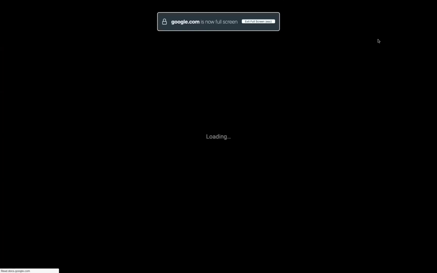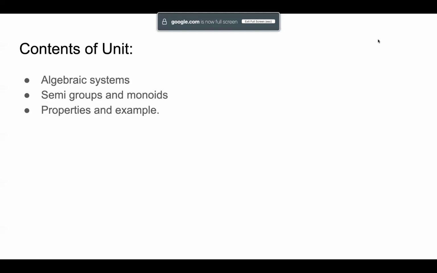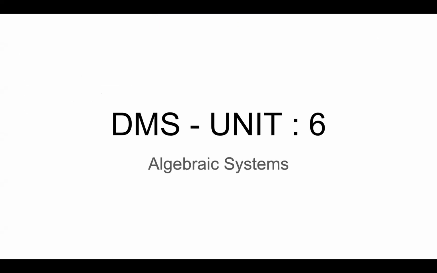It completes our 5th unit. Now we'll start with our 6th unit. The name of this unit is algebraic systems. So what are algebraic systems? That also we are going to see. And along with that, the contents of this unit are semigroups and monoids, and properties and examples of semigroups and monoids.